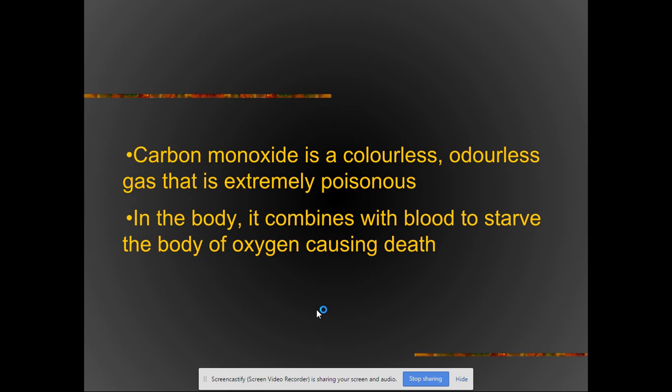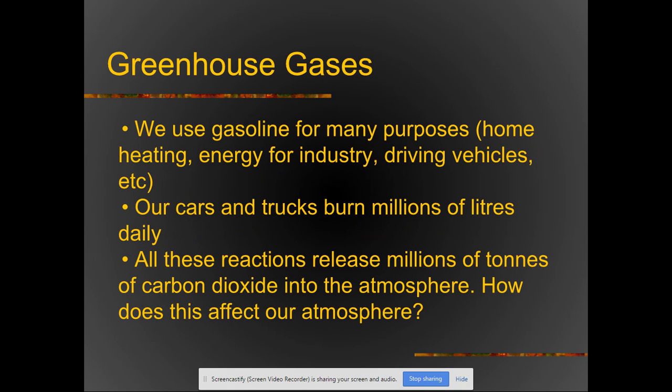Now, carbon monoxide, like I said, is colorless, odorless, and extremely poisonous. In the body, if it combines with your blood, you'll starve the body of oxygen, causing death because the blood won't pick up oxygen anymore. It'll only pick up the carbon monoxide and not give your body the nutrients or the oxygen that it needs to sustain life.